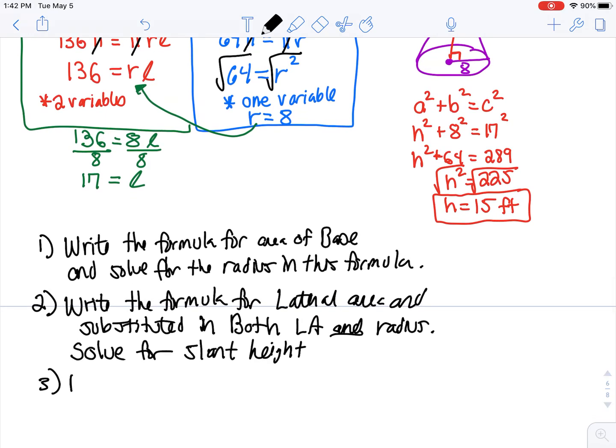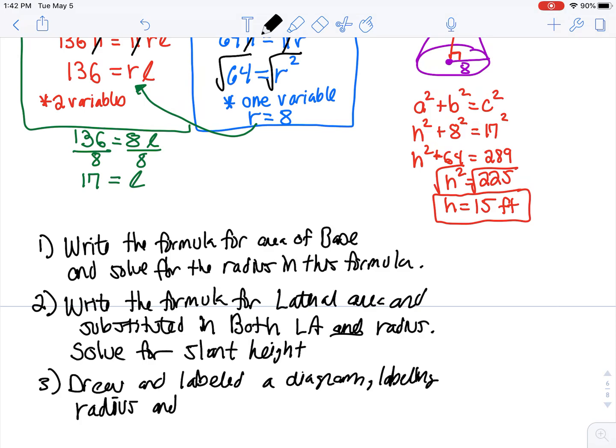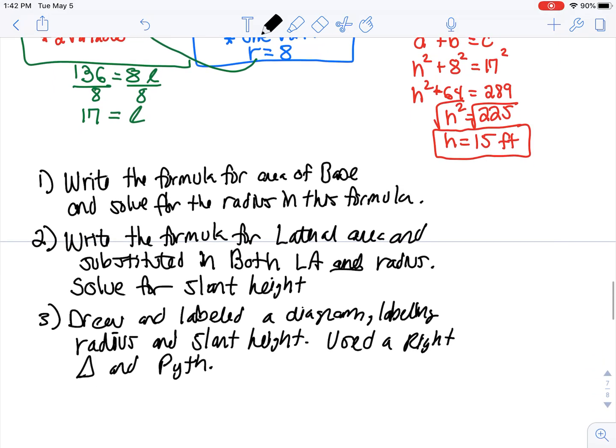And then what was step 3? Step 3 was we drew and labeled a diagram by labeling the radius and slant height. Then we used a right triangle and the Pythagorean theorem to solve for the height.